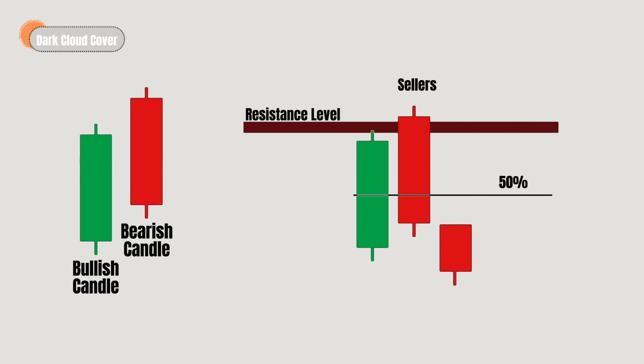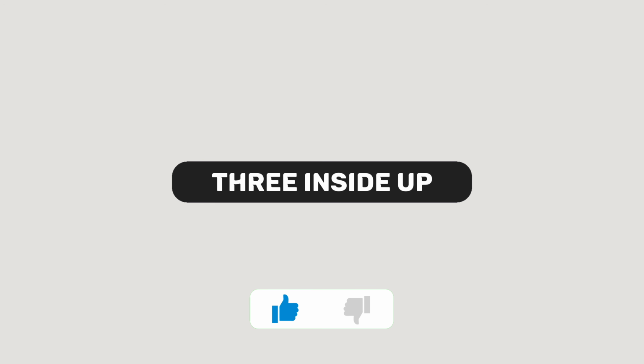If the closing of the next candle is below this green candle, then you can see it as a confirmation candle because here sellers are dominating the buyers. Just above the resistance level, you can place your stop loss and enter a short trade after the closing of this red candle. Now, let's talk about the 3 inside-up candlestick pattern.